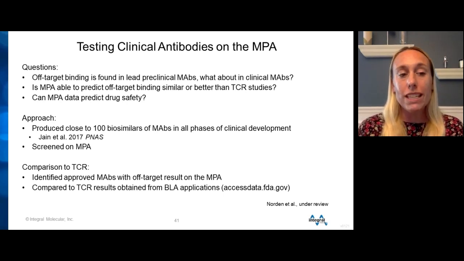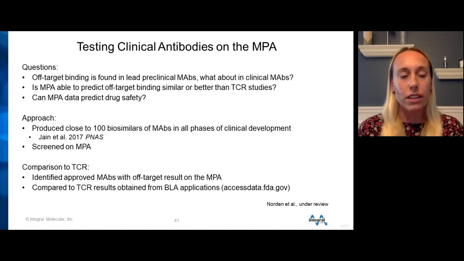Another question is, is MPA able to predict off-target binding similar or better than a TCR study? And can MPA data actually predict drug safety? So this is a question that we are trying to address because it's needed for our clinical validation for our iStrand proposal. Are there any instances where we find an off-target using the MPA where we can then link that off-target to a safety issue or adverse effects in people?